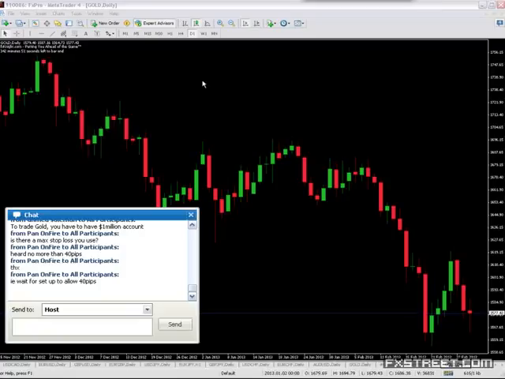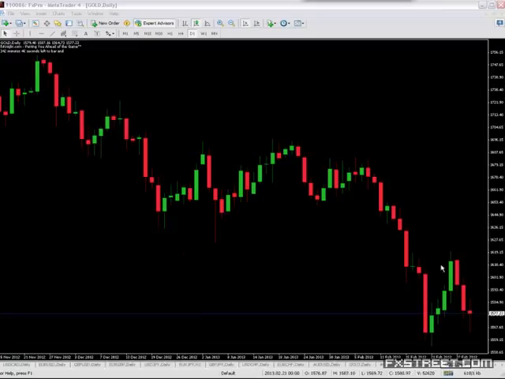Alrighty, so let's take a look at gold. Down, down, down she goes. Suddenly, all of a sudden, in the middle of nowhere, it has a bounce up. Or maybe not in the middle of nowhere.